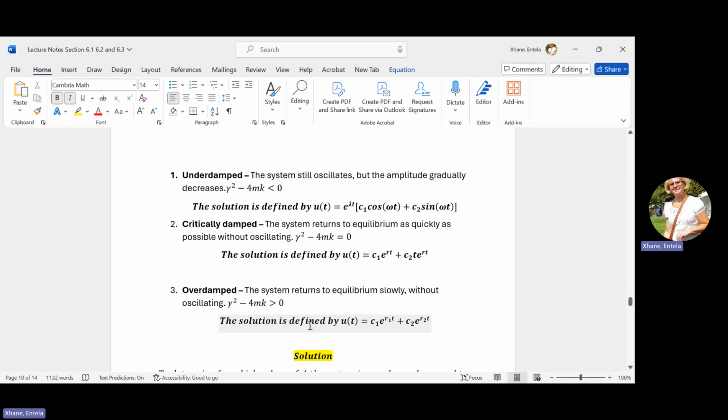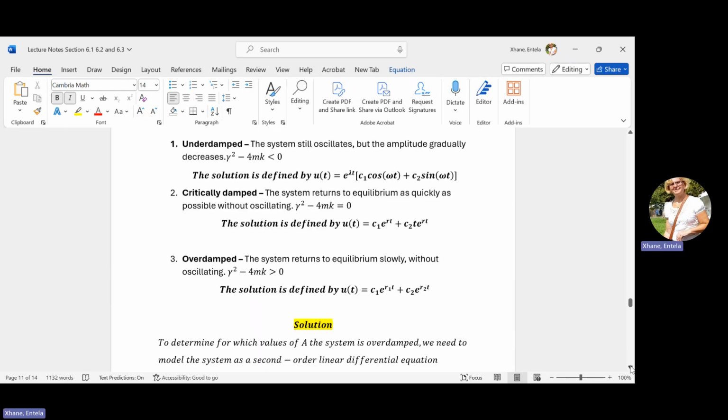And then we have the one that we need, the overdamped. In the overdamped case, the system returns to the equilibrium slowly without oscillating. So this is where the discriminant is positive. Now I need to determine the value of A such that the system is overdamped. So for the system to be overdamped, this has to be satisfied.